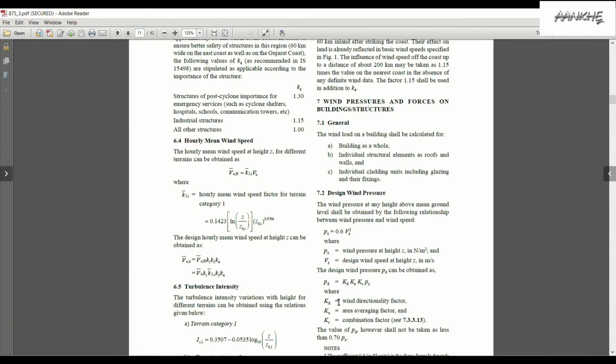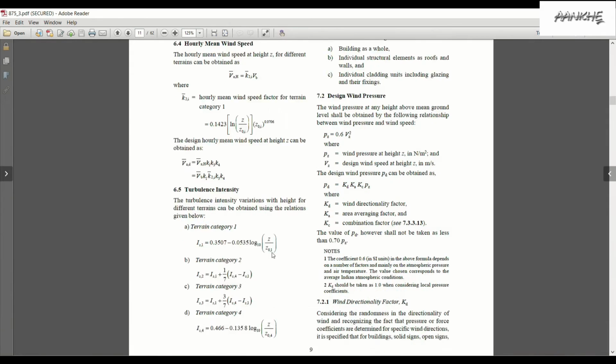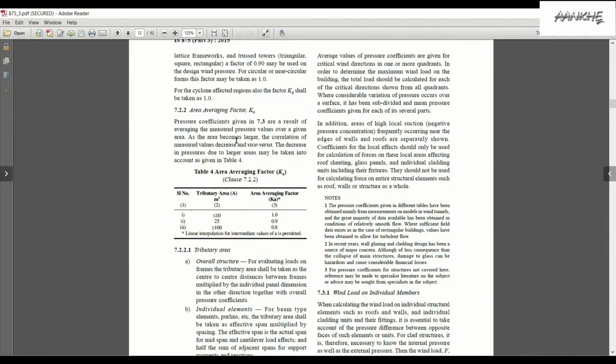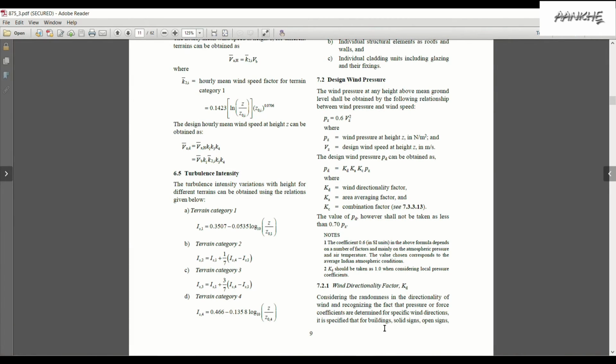Okay, from the code it suggests that after multiplication the entire Pd should not come less than 0.7 Pz. Your Pz is 0.77, so it should not be less than 0.54 overall. Pd should not be less than 0.54 after multiplication with Kd, Ka, Kc. Let us find out Kd, Ka and Kc. Your Kd value is written here. For framework, truss tower, triangular or rectangular, a factor of 0.9 can be taken. Ours is a framework structure. It is saying lattice frame. Even building frames also come under this.